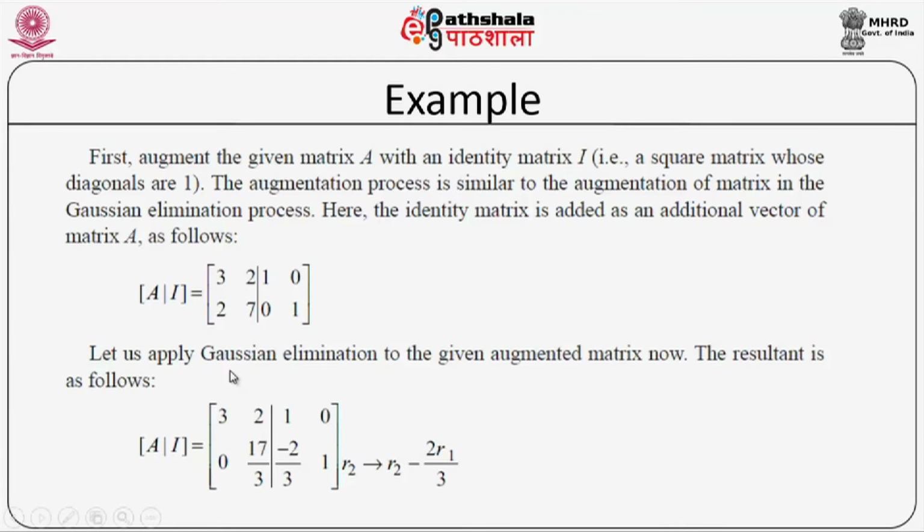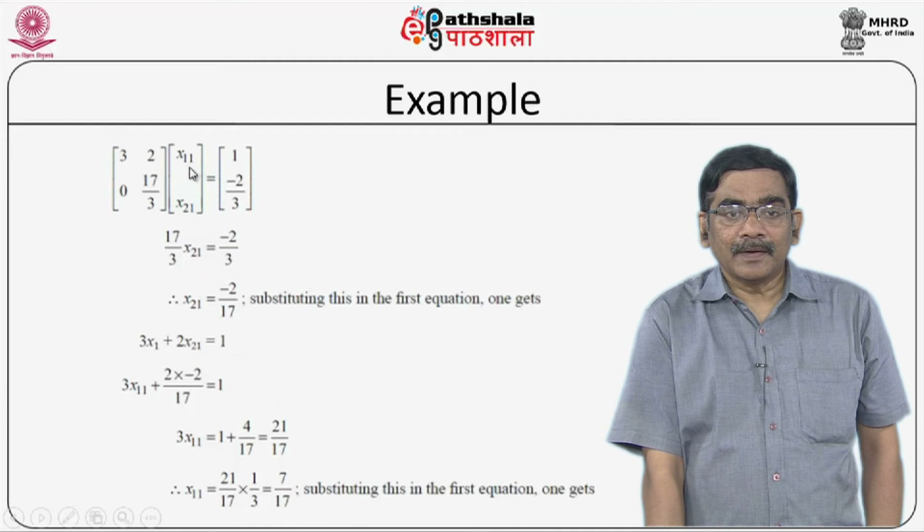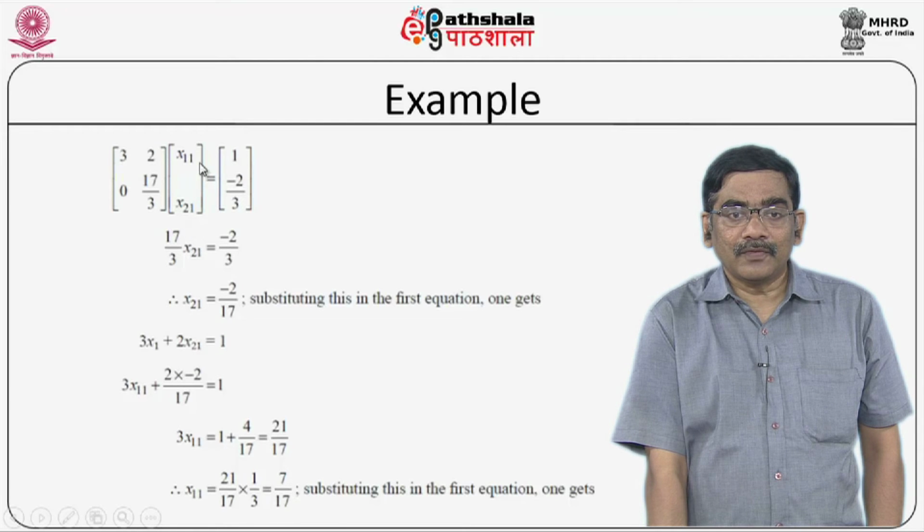Now we are keeping 3 as the pivot element, and we are trying to eliminate this coefficient 2 by means of these transformations. You can see that this transformation is applied to the identity matrix also. When this transformation is applied, we get a value of 1 minus 2 by 3. Like we discussed, by keeping this, we can find the values of x 1 1 and x 2 1. Now you can see that the values of these elements are going to be 7 by 17 and minus 2 by 17.